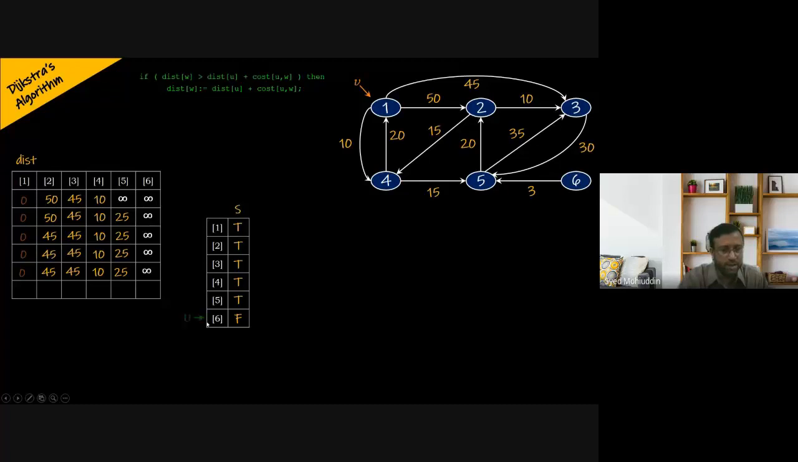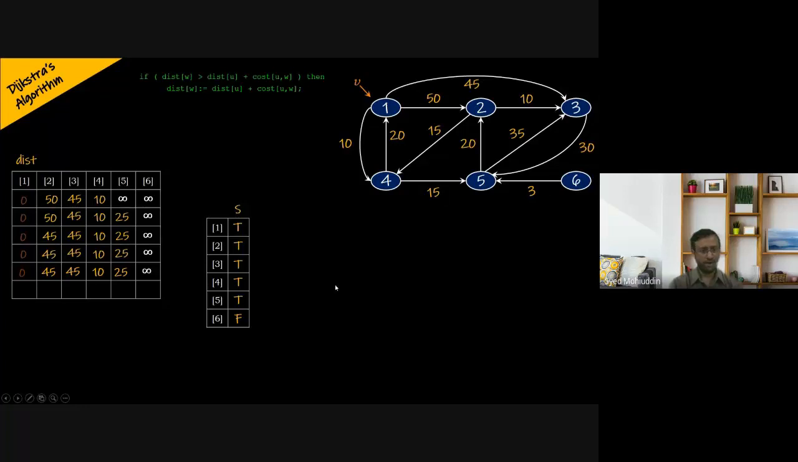Now if we consider vertex 6 as vertex U, there is no way that we will be able to update the distances of other vertices, because from vertex 6 we can only go to vertex 5, and there is no incoming edge to vertex 6. So the distance of vertex 6 will not get updated, and it will be infinity, because there is no way that we will be able to reach vertex 6 from vertex 1.